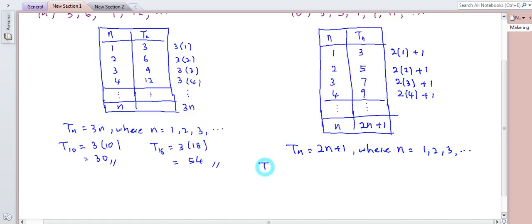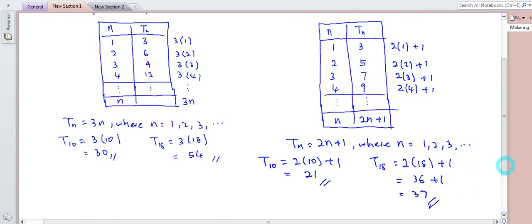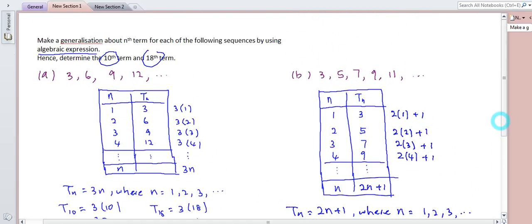Okay, so don't forget the questions asked to find T10. 2 times 10 plus 1. So this is 20 plus 1, 21. Okay, T18, 2 times 18 plus 1. So 2 times 18, you get 36, plus 1, you get 37. Okay, so we have done these questions.